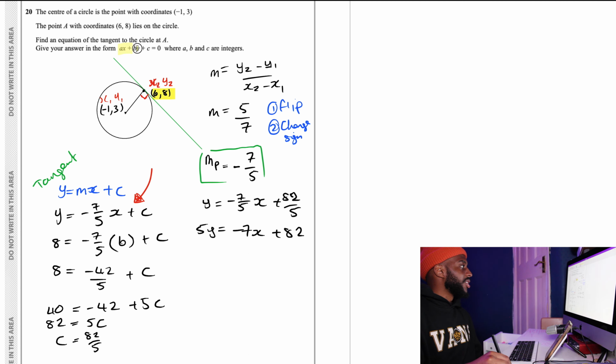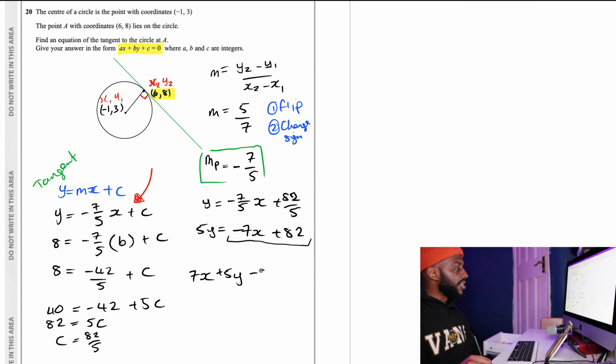Remember in the question at the last line it says it wants it in that form there, so we're going to put it in that form by bringing these two values to the left. So we'll end up with 7x, it becomes positive, plus 5y minus 82, and that's equal to 0. And that's in the form that we needed it in. So that's the question complete.